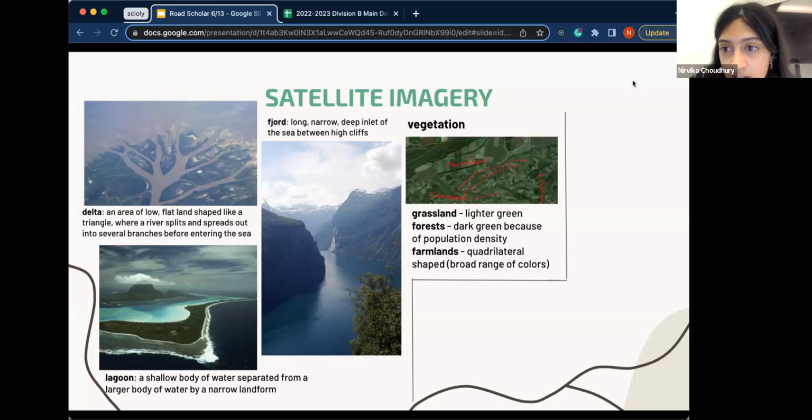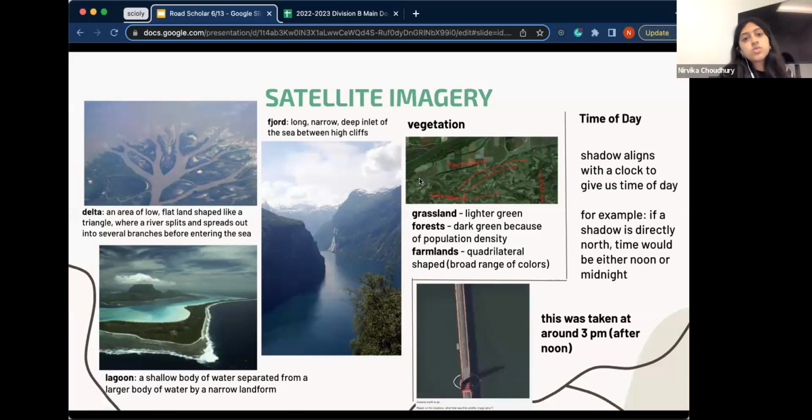Vegetation is like that, but you see how the grassland is in the very light green, the forest in the dark green because of population density. So you can see on the picture, forest is in the darkest green, and then farmland is the ones that you'll see are quadrilateral shape. A lot of times you'll see this kind of view from the airplane if you go somewhere with farmland, you'll see a bunch of square quadrilaterals. This is vegetation from up in the air. Grassland is usually the lighter green, and forests are the dark green. Okay. Time of day. This will always come in the test.